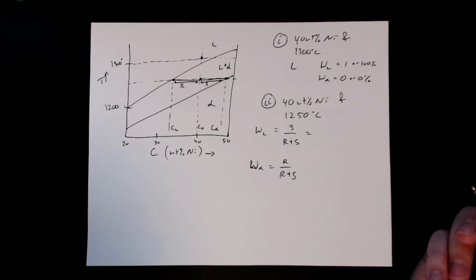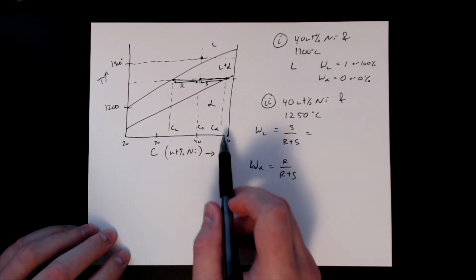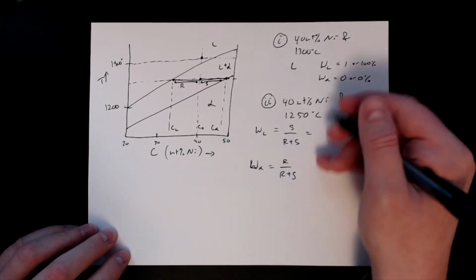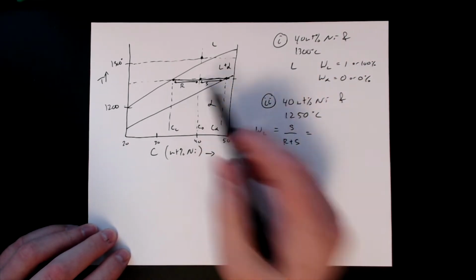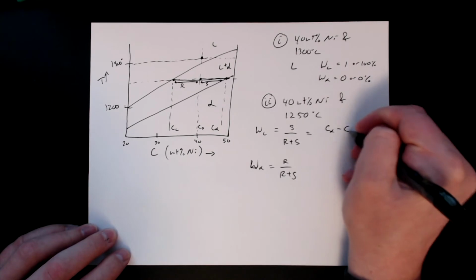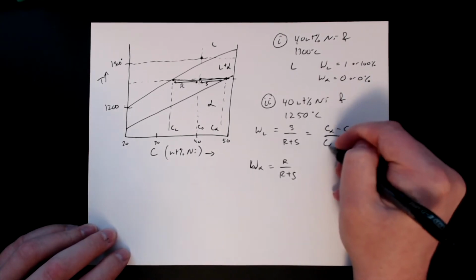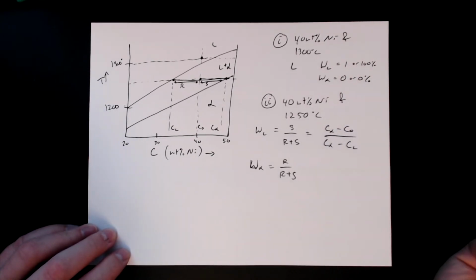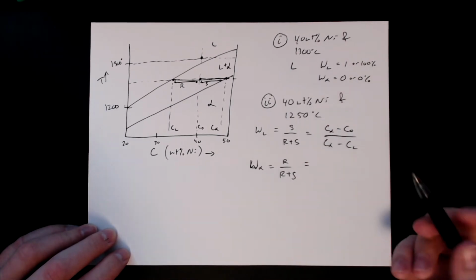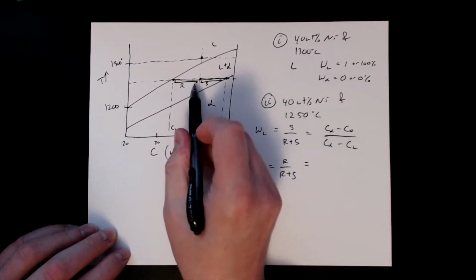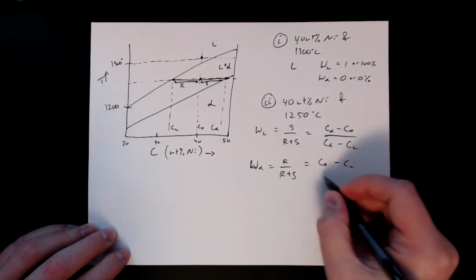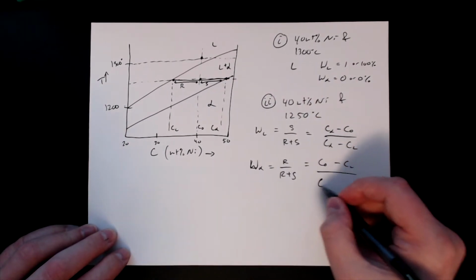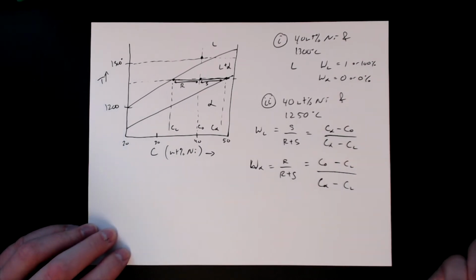And so let's see if I drew this very, very well. C alpha, S is going to be C alpha minus C naught over C alpha minus CL. And then let's just go ahead and fill in this one down here. So R is going to go from C naught to CL. So C naught minus CL. And then the same quantity on the bottom.